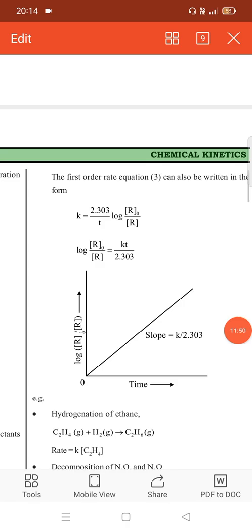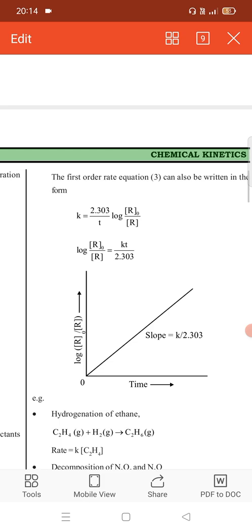So what we have discussed today: the rate law for first order and zero order reactions, the half-life period of first order and zero order reactions, and the concentration of the reactant with time for first order and zero order reactions, that we have discussed today.